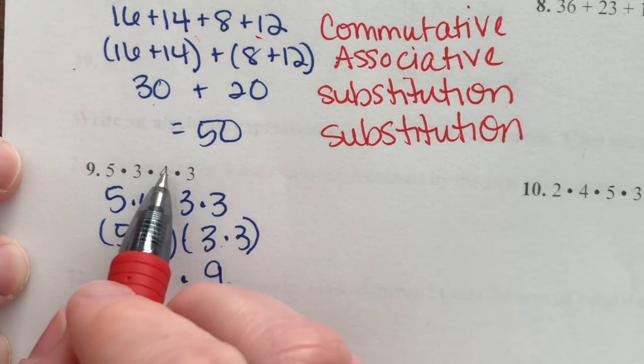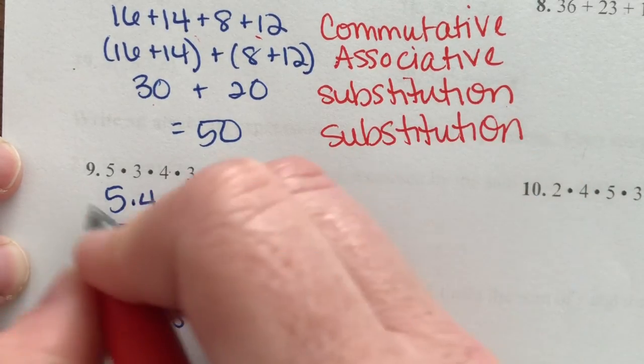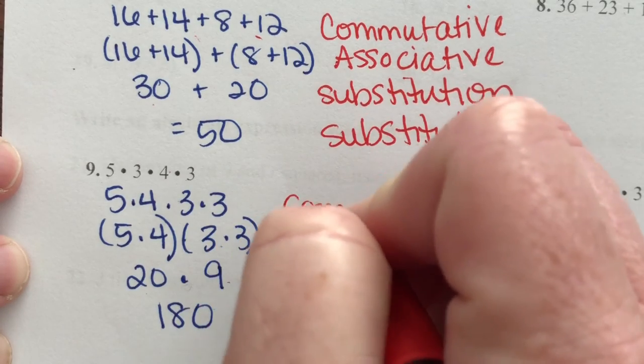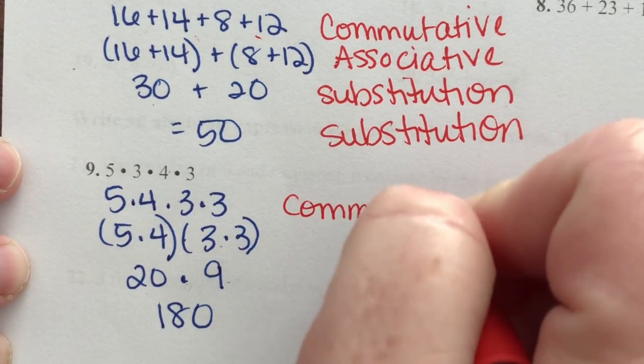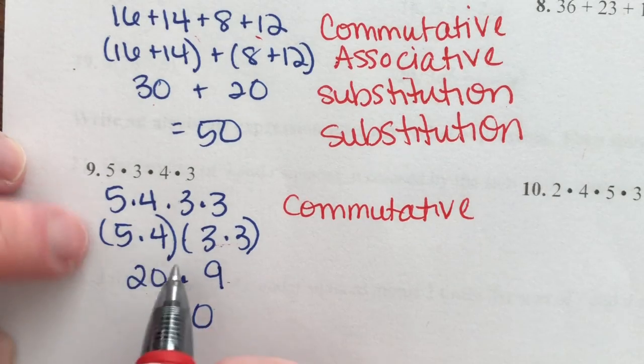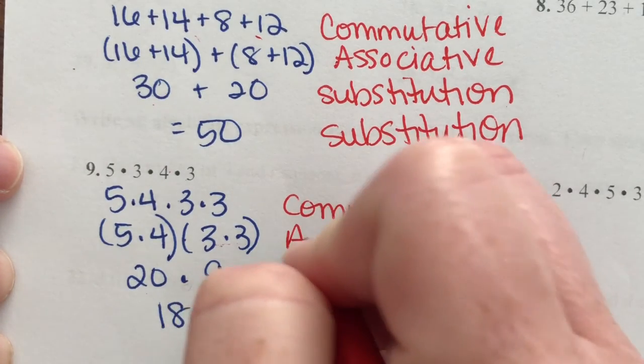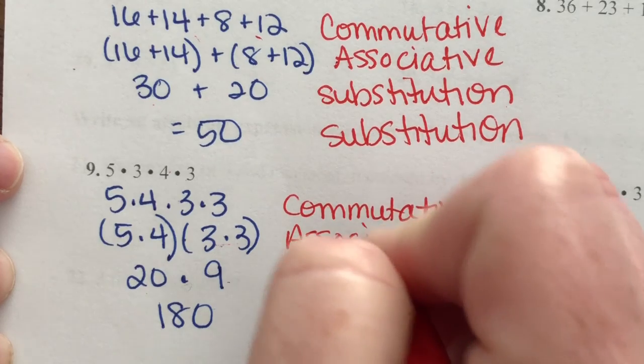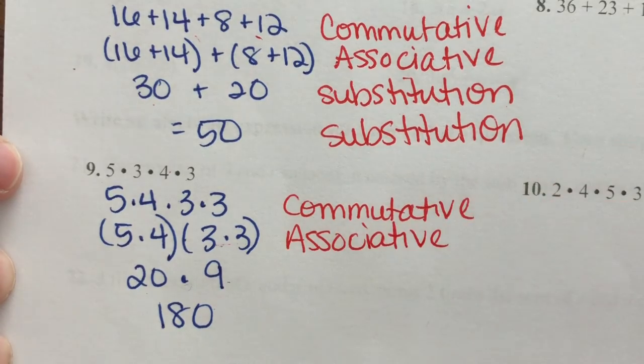Okay, so here going from the top to the bottom, I moved numbers around. So that was the commutative property. And then I grouped numbers, how I wanted to multiply them out first. So when you add parentheses there to group them, that's the associative property.